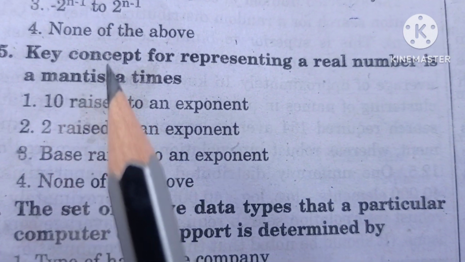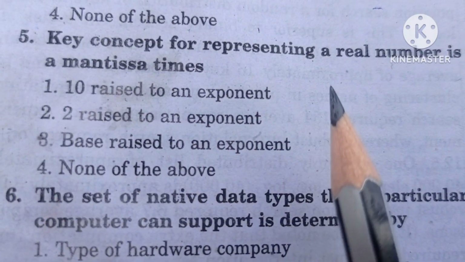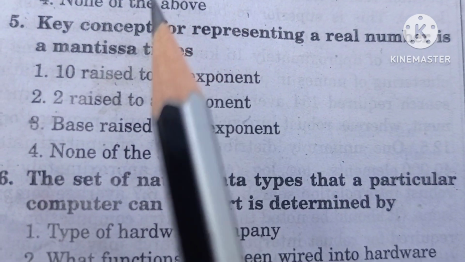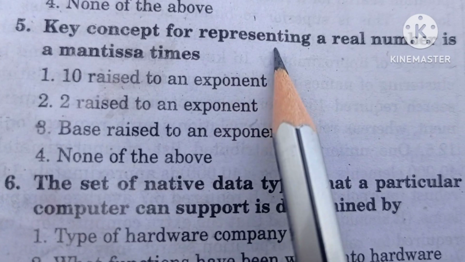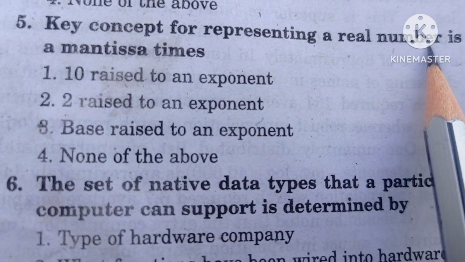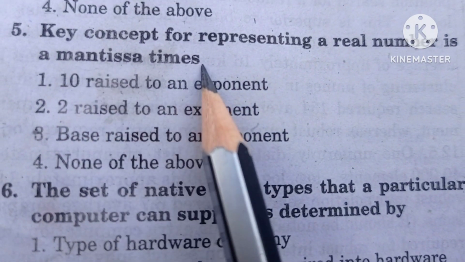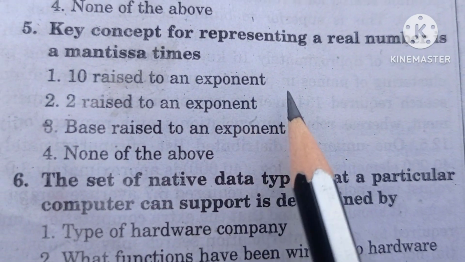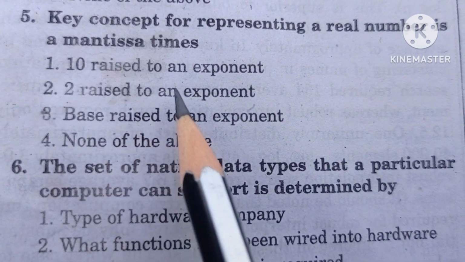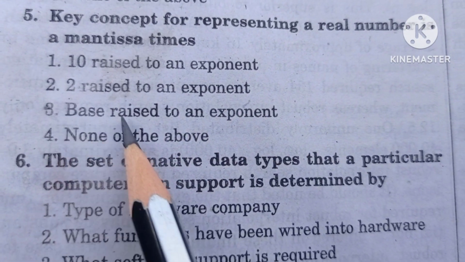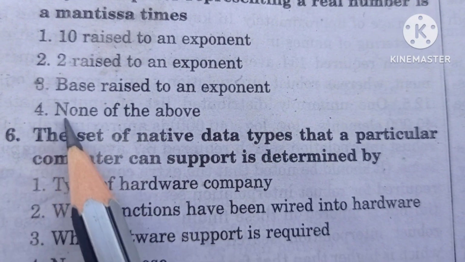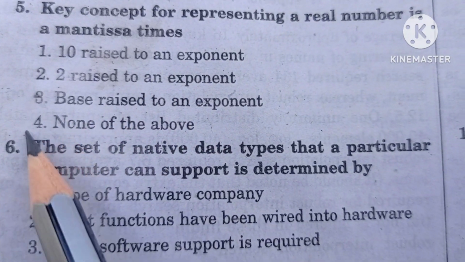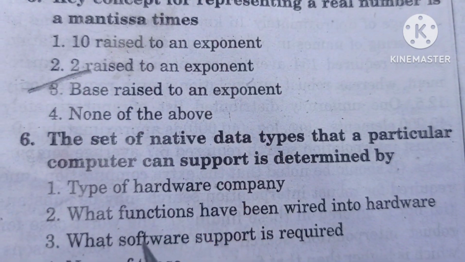Next, the key concept for representing a real number is a mantissa times? Options: 10 raised to an exponent, 2 raised to an exponent, base raised to an exponent, none of the above. Answer is base raised to an exponent.